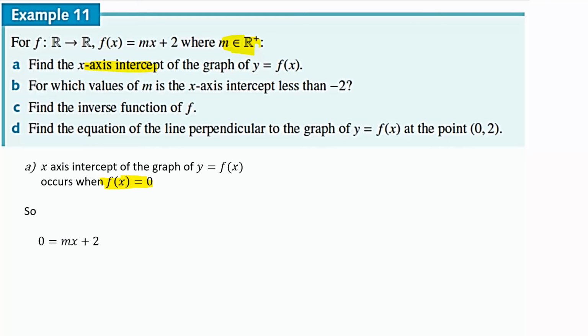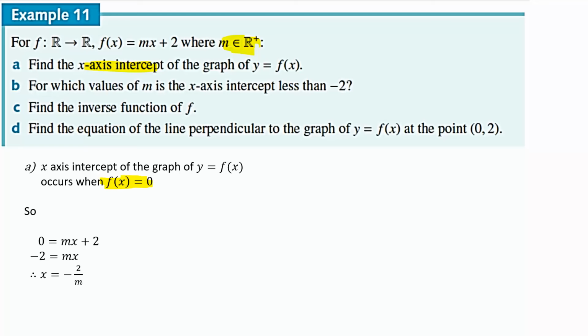Let y equal 0, and you get mx plus 2. Solve for x, and you get what we call a literal equation. This is a literal equation because it doesn't give you a numerical answer, but you can interpret from it. You can interpret your answer from this being x equals -2 on m, and m is positive, meaning that your x-intercepts are always going to be negative.